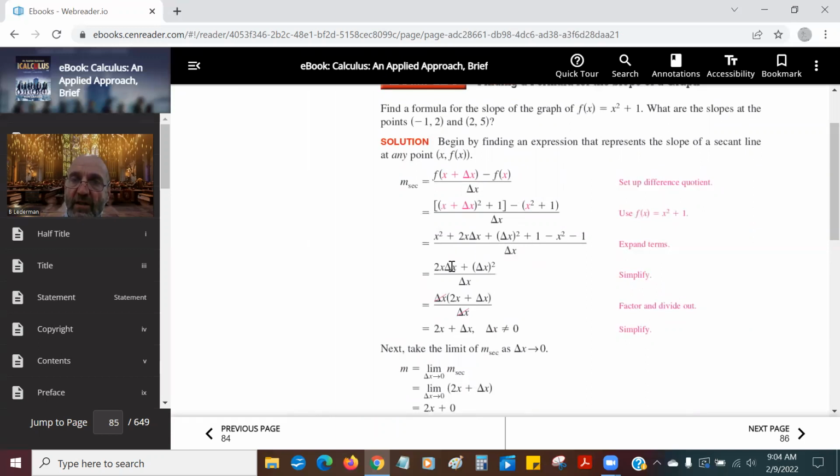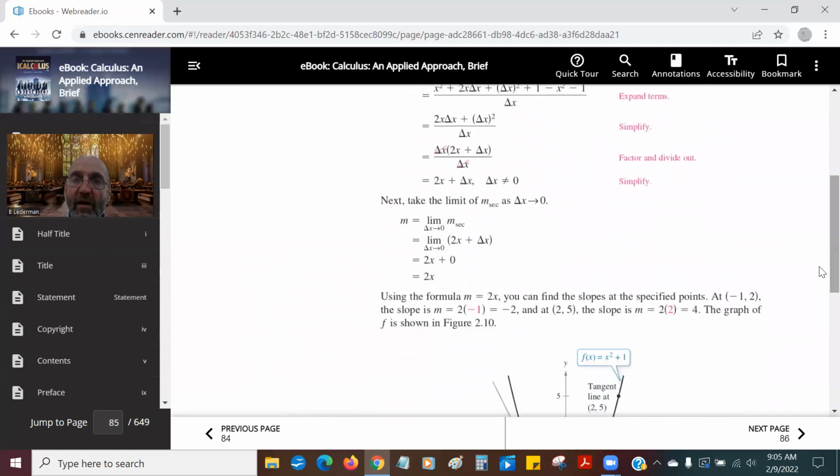Finally, when all the dust settles, I get 2x delta x plus delta x squared. Notice I could factor out a delta x on top, which is crucial, because the delta x that I factor out is going to cancel with the delta x on the bottom, and I'm left with 2x plus delta x. And of course, delta x never equals 0, but the limit approaches 0 as delta x approaches 0. So basically, the limit here is just going to be 2x plus 0, which is 2x.